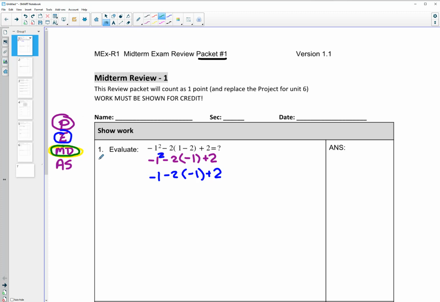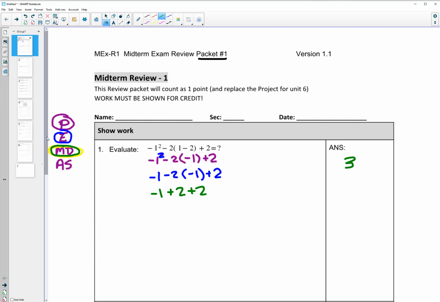Now, during M and D, as soon as we do our multiplication, we drop all the parentheses. So this is not affected. It's not being multiplied except by negative, of course, so it's negative 1. Then this is minus 2 times negative 1, which is positive 2, plus 2. So it's negative 1 plus 4, right? And that's, of course, 3.